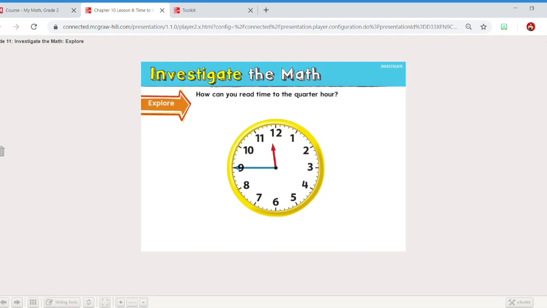It says, how can you read time to the quarter hour? I want to hear your strategies in the comments below. But until then, I'm going to show you one of my favorite ones.